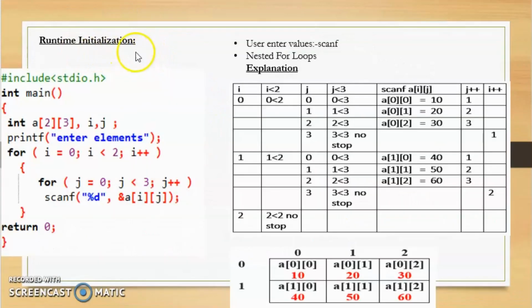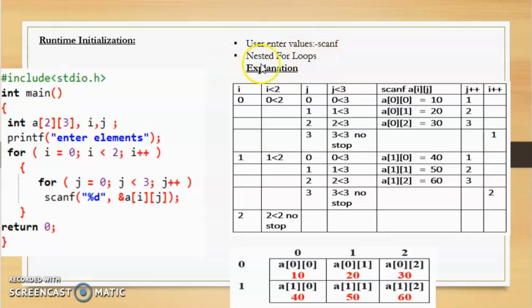Next, we will see runtime initialization. Runtime initialization meaning user will enter the values when you are running the code or executing the code. Since user will enter the values, we will make use of scanf. And since we are making use of arrays, user will enter more than one value. That means user will enter values again and again. So over here, some process is repeated, and since process is repeated, we will make use of loops.